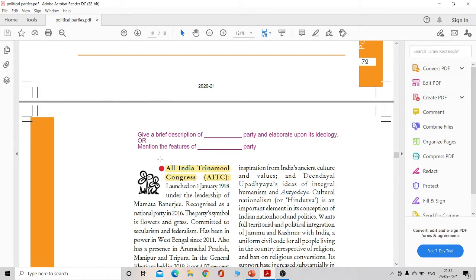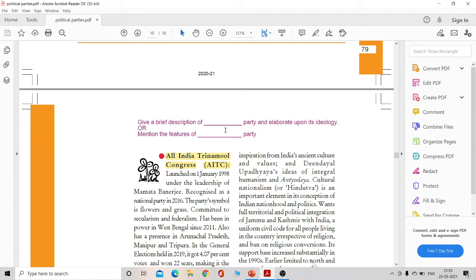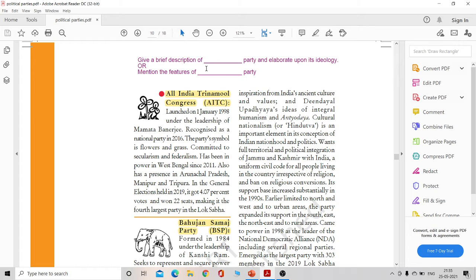The other way the board can twist the question is to mention the features of whichever party it chooses to question upon. It can be All India Trinamool Congress, BJP, Indian National Congress, or Bahujan Samaj Party. That is why I have kept a dash here, because any political party can be picked up and this question can be asked, right?